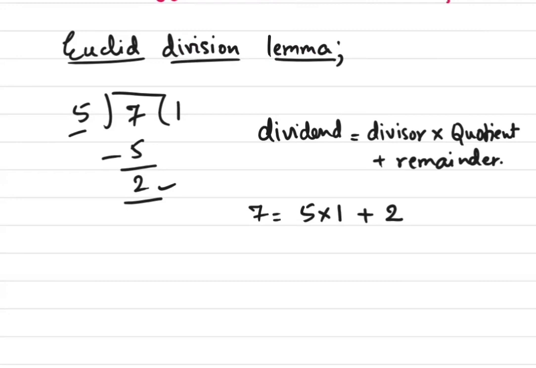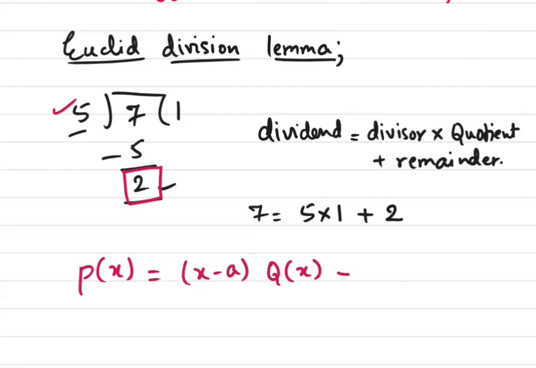Now the important thing to note over here is, when do we stop the division? We stop the division when the remainder is less than the divisor. Here we'll be dealing with polynomials instead of numbers. So this 7 would be the polynomial P of x, and the divisor would be of the nature x minus a or x plus a, where the quotient would be q of x, again a polynomial, plus the remainder. Okay, now based on this result, let us see one important question.